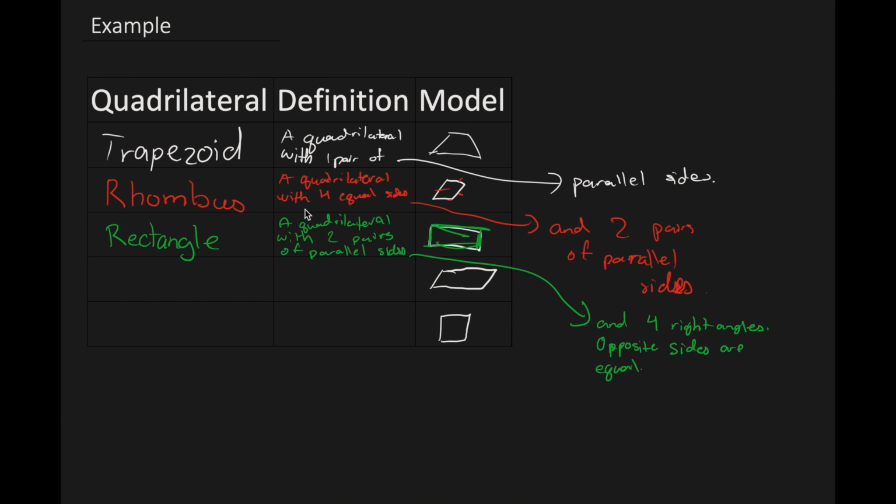Its definition is a quadrilateral with 2 pairs of parallel sides and 4 right angles. Opposite sides are equal. Okay, and all of those are correct. So next, now we have this shape, right? And now when you first look at this shape, you might be thinking, okay, what is it?